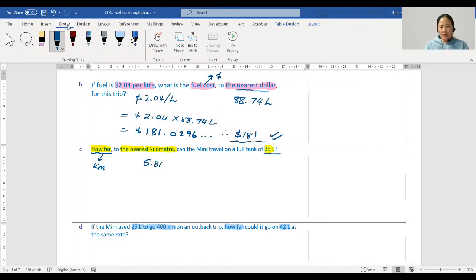5.8 liter for every 100 kilometers. We can use the unitary method. 5.8 liter equals 100 kilometers, and I want to know how far it can go with 35 liter.